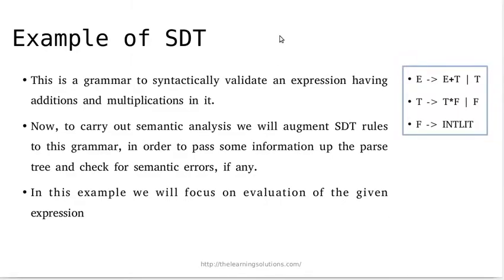Let us consider an example of SDT. Here three production rules are given. E tends to E plus T or T, T tends to T star F or F, and F tends to integer literal. Any digital value or any lexical value will be provided there. This grammar can be useful when we have any expression consisting of addition or multiplication operation. Now in order to carry out semantic analysis, first of all we will apply some SDT rules on this grammar.